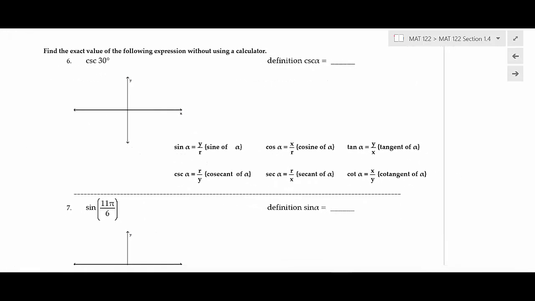Okay, so what we're going to start with on problem number 6 is we're going to find the cosecant of 30. So as you're learning this, the first thing is you want to know what the definition of the cosecant is. So that's going to be r over y. Okay, the next thing that you want to do is you want to draw a picture of this 30-degree angle. So if you're in standard position, you're always going to be starting with the x-axis. So I'm just going to draw like a ray like that, and then let's draw a 30-degree angle like that.